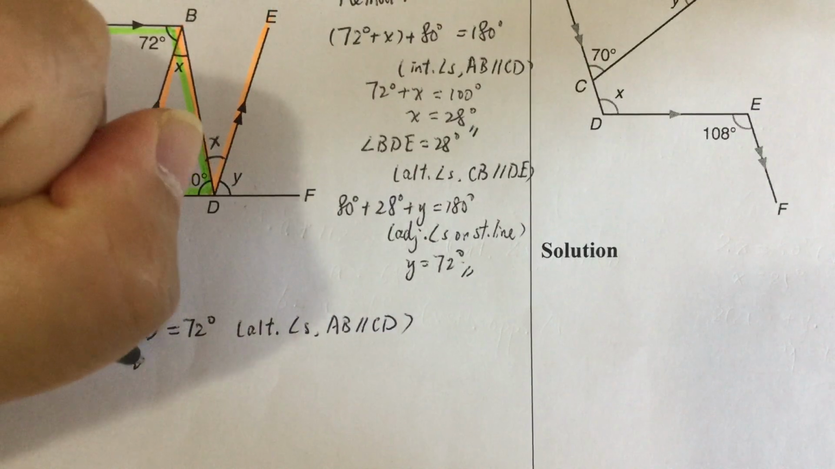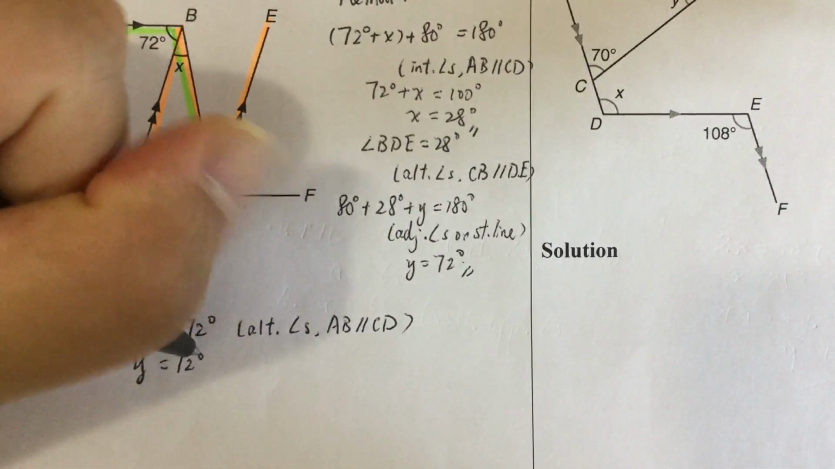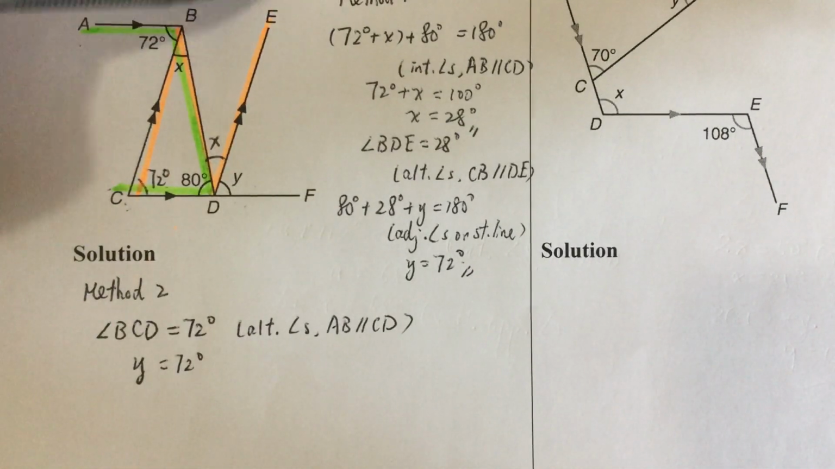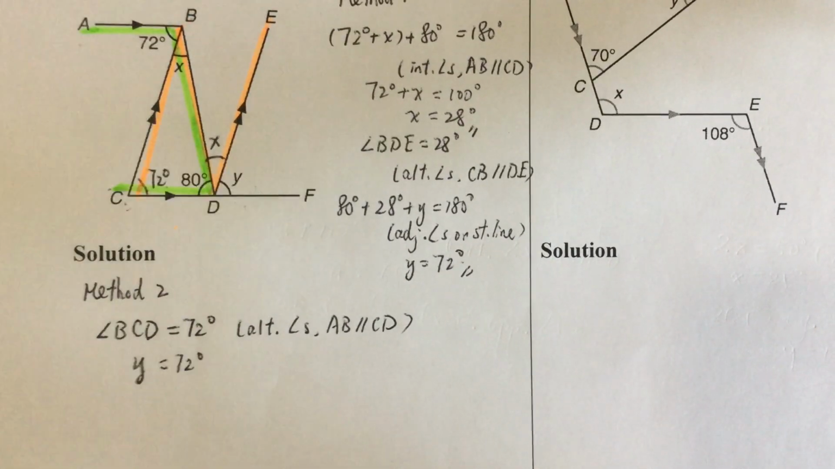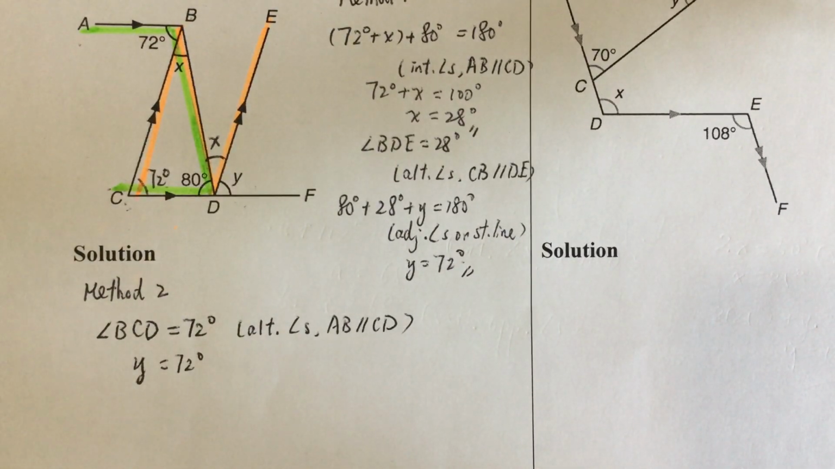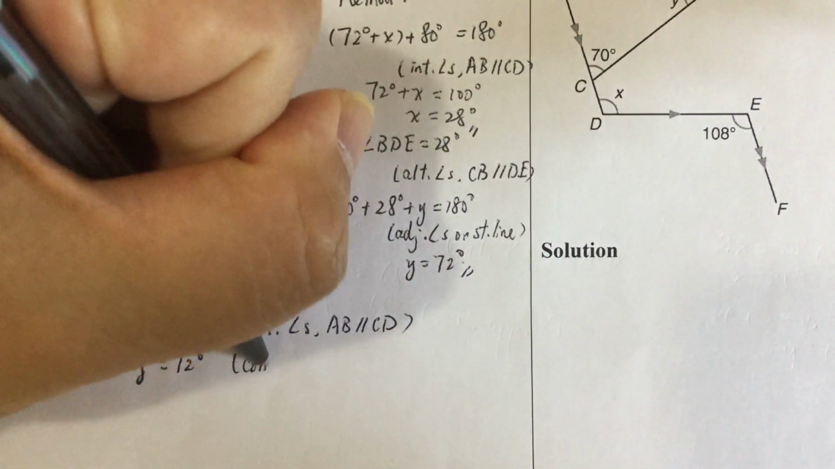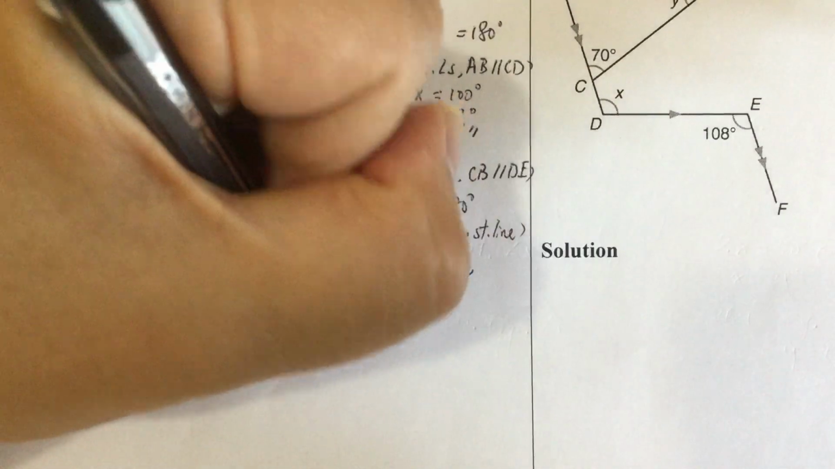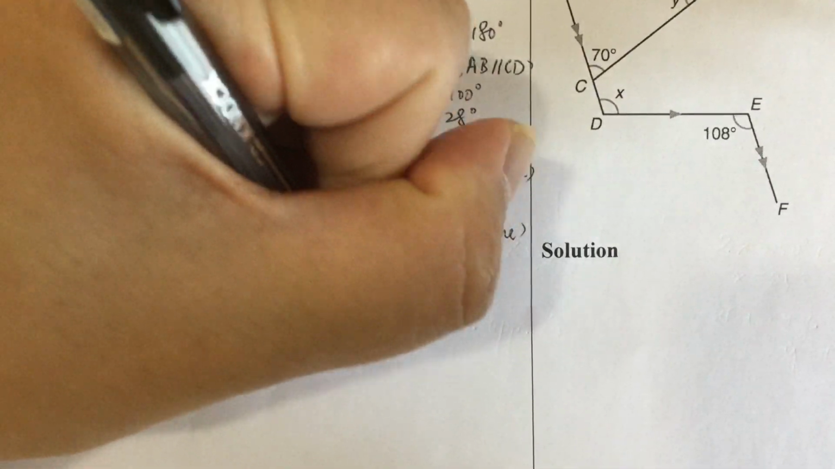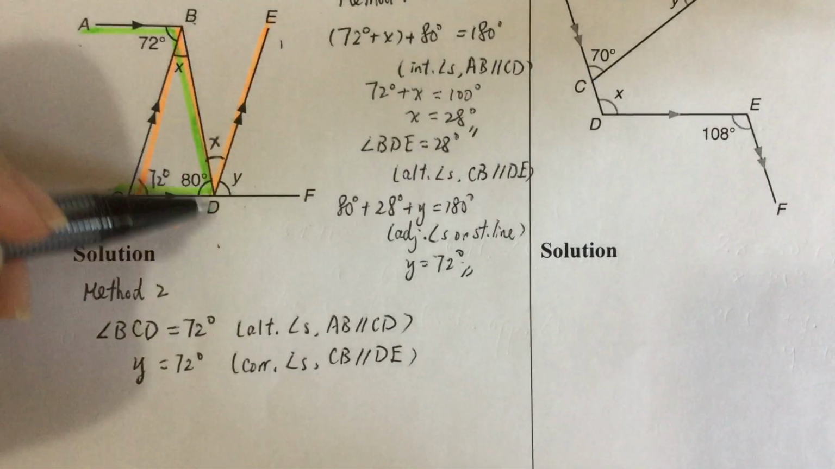If I want to calculate Y, Y is equal to 72 degrees immediately because this is the corresponding angle. With the parallel lines, we can slide from here to here, so we'll see the same answer. So this one is the corresponding angles, but this time we use CB parallel DE. And finally, we can find out the X.